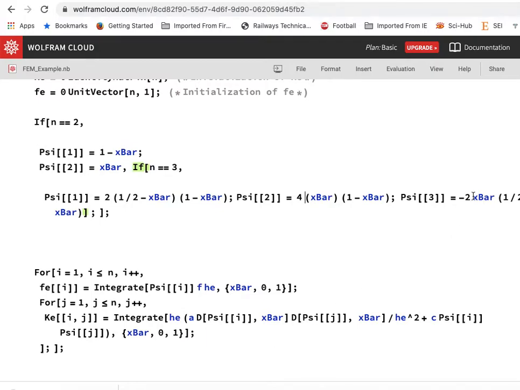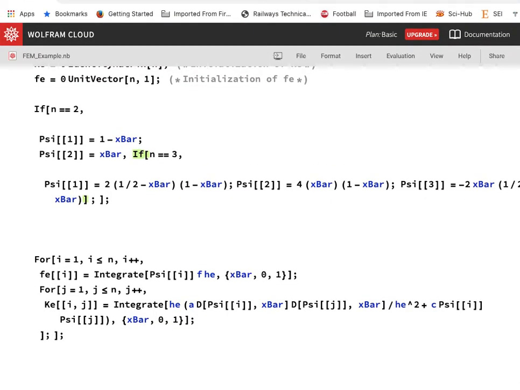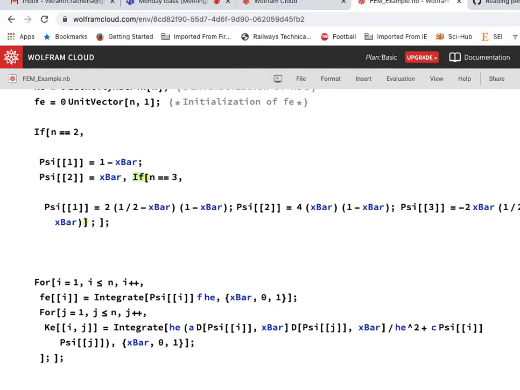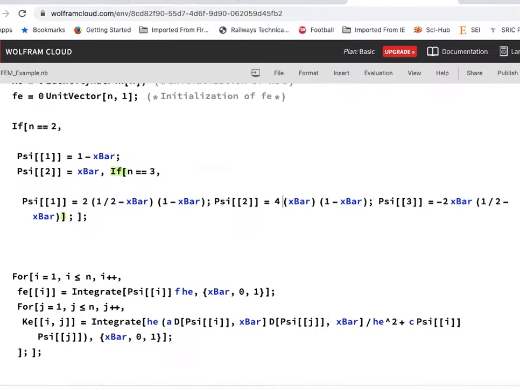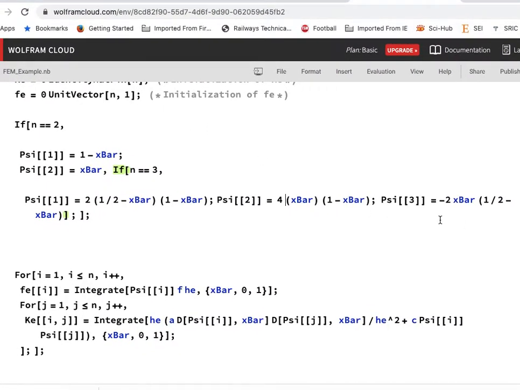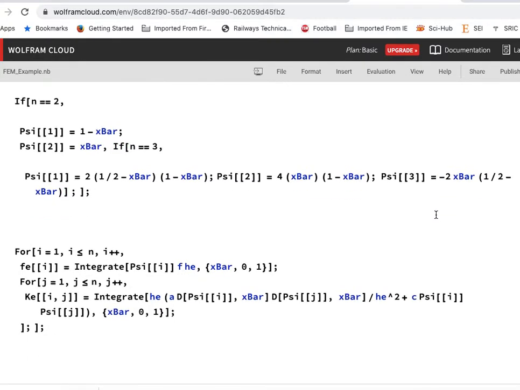And lastly, for this psi e3, the roots are half and 0, so it will be x bar into half minus x bar, and at x bar equal to 1, it must have value 1. So for that I am going to multiply it with minus 2. So these are my three interpolation functions.